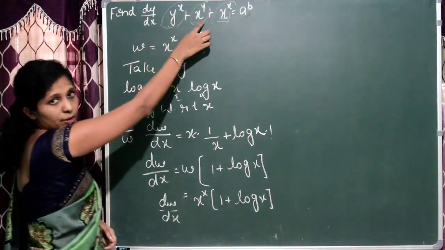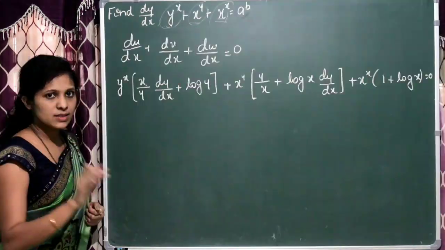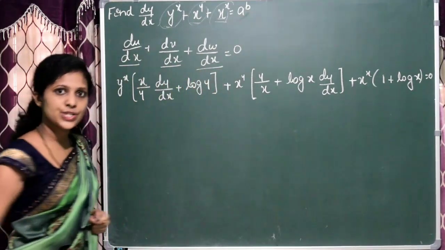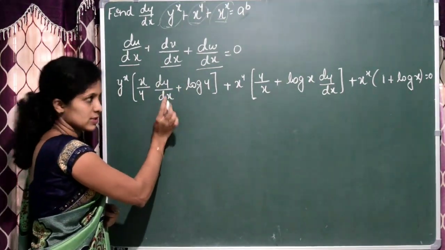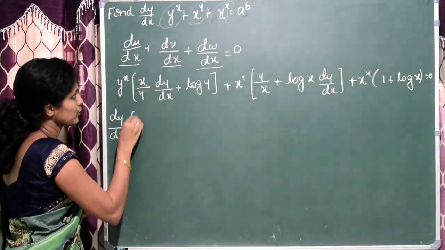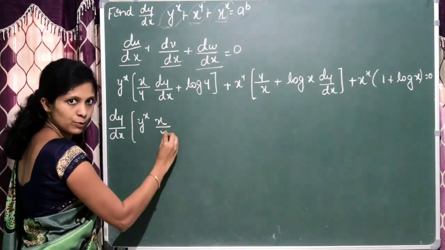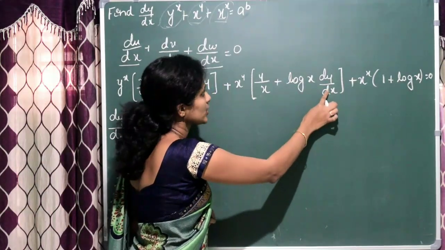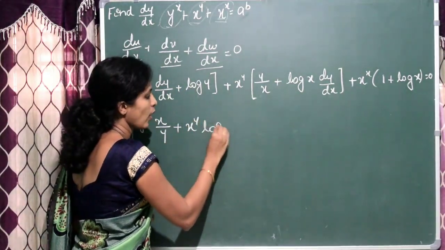du by dx and dv by dx and dw by dx. I don't have the values here, so I will erase this one. I have substituted the value of du by dx, that is equation 4, this will be equation 5 and this is equation 6. Now what you have to do is collect the terms in dy by dx. Okay, what are the terms? The coefficient of dy by dx, multiplied with dy by dx. So this is y to the power x into x by y. Here dy by dx is not there. Here dy by dx is not there. Here dy by dx is there, so this is multiplied with x to the power y. So this will be plus x to the power y into log x.